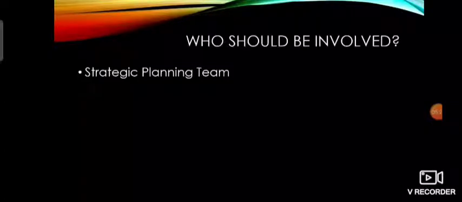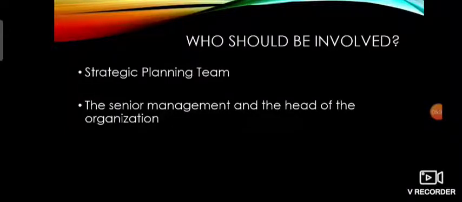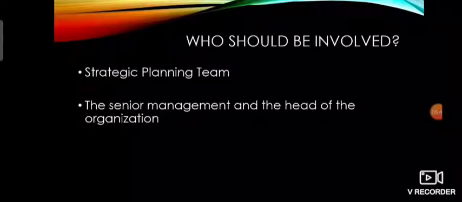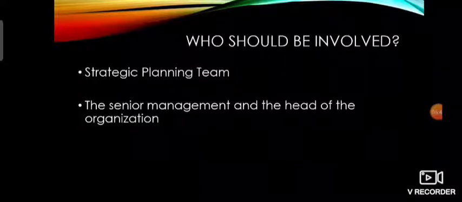All right. Now, who should be involved? Number one here is the SPT. In every organization, the number one person that needs to know the matrices would be our SPT. Okay, and of course, the senior management and the head of the organization. Right, like the VP for academics, let's say in a school, VP for academics, VP for finance, the president, vice president, and of course the other senior management.